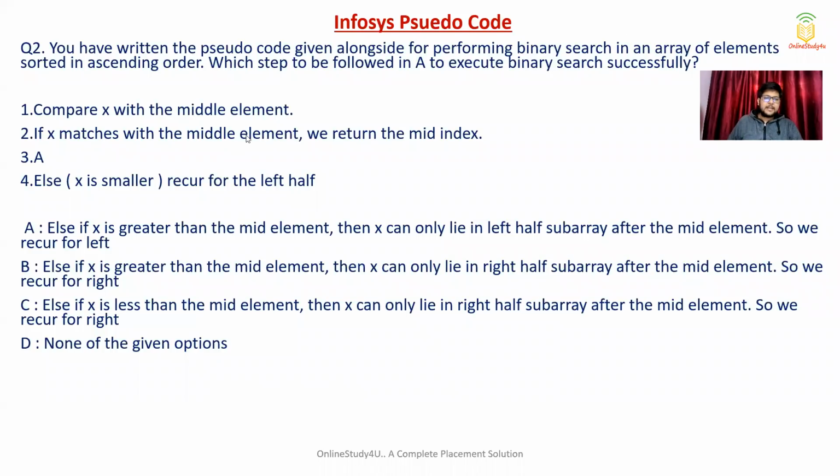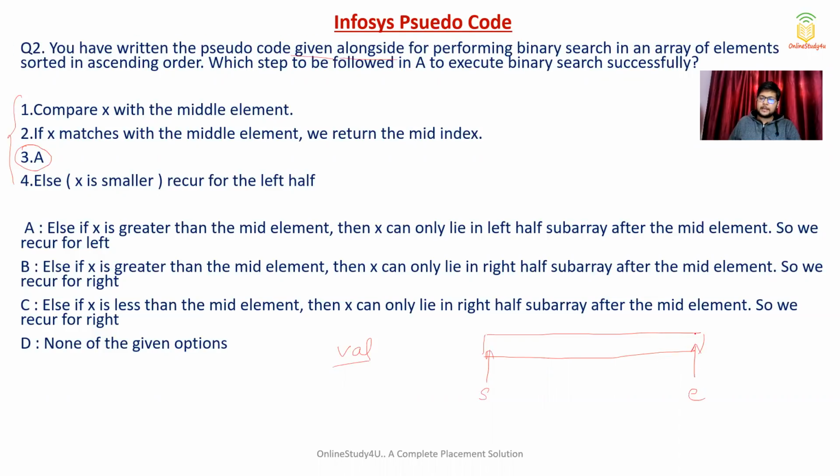In this question, we have been given a pseudocode for performing binary search in an array of elements. This is a pseudocode of binary search, and we have to complete the third part. I'll give you a brief introduction about what binary search is. Let's say we have a value to be searched in an array. For that, we perform binary search. So what we exactly do is, we have a start.